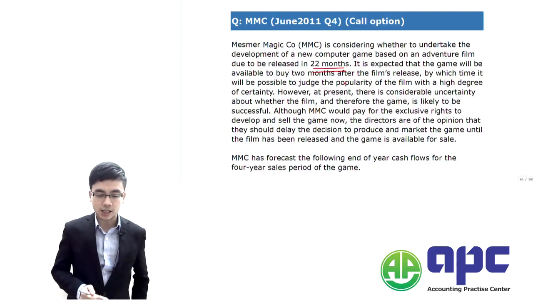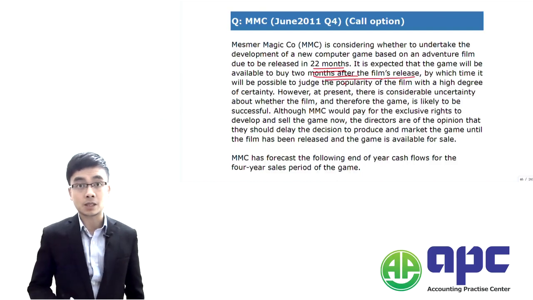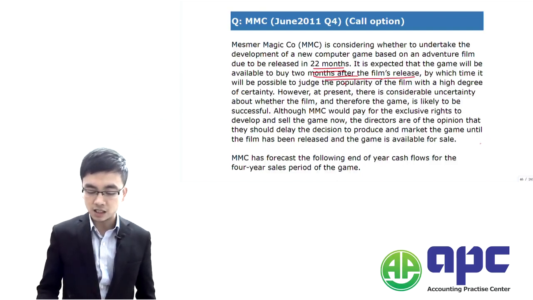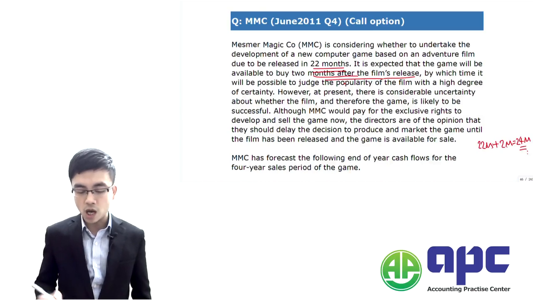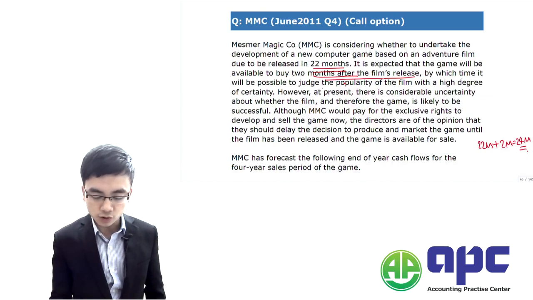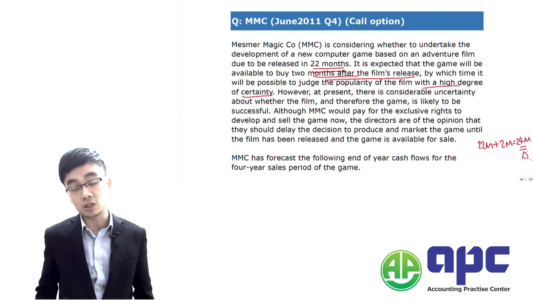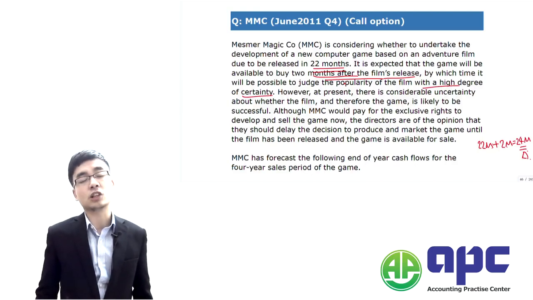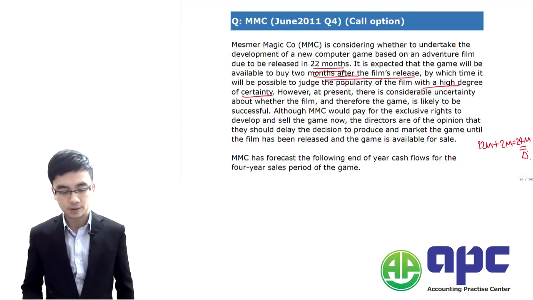So it's expected that the game will be available to buy 2 months after the theme's release. So that means, okay, the theme is to be released in 22 months' time. And we plot another 2 months, okay. So that means it's in 24 months' time. So it says, by which time it will be possible to adjust the popularity of the theme and high degree of uncertainty. So that means until 2 years' time, which means 24 months later, we can start to develop a market of the game because we see that people will like it, perhaps.